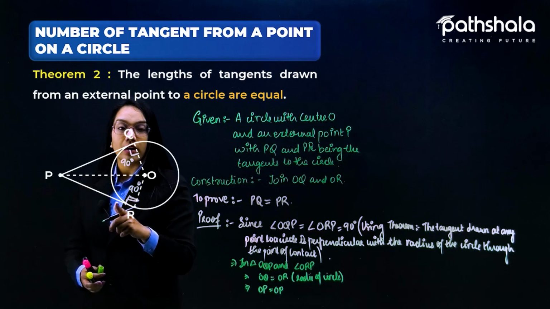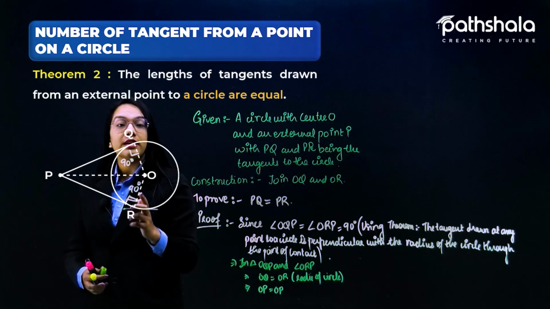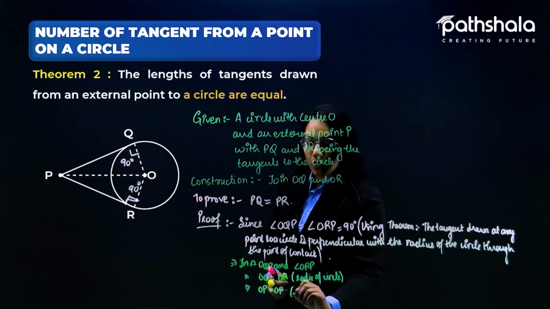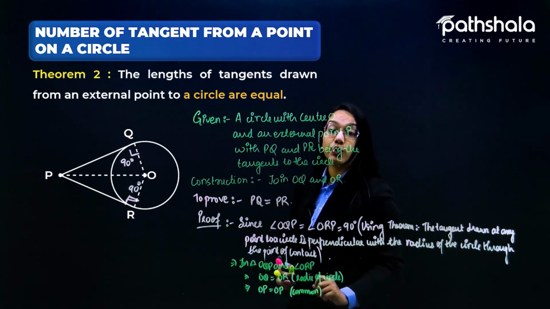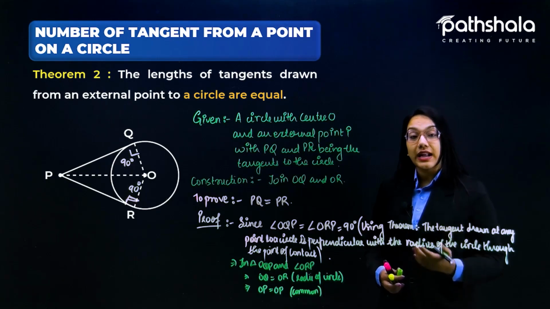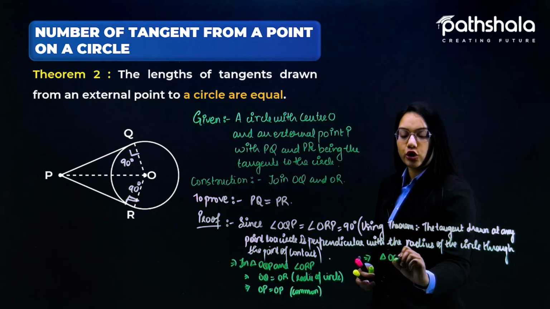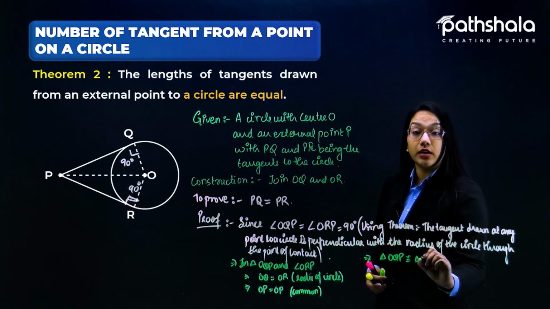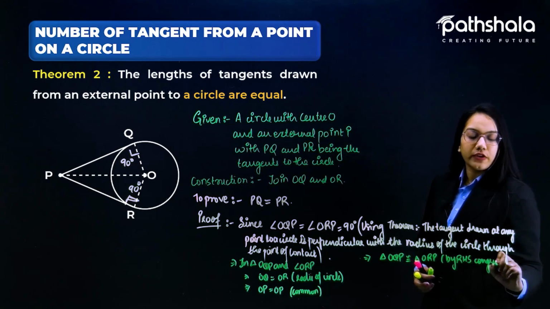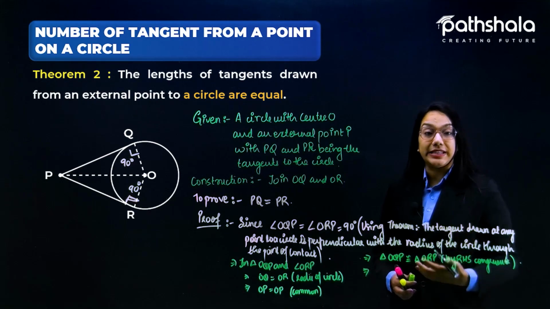So, in these right angle triangles, OQ is equal to OR, and the OP side is common. So what can we say about these two triangles? They are congruent to each other by the RHS congruency criteria. So the triangle OQP is congruent to triangle ORP by RHS congruency criteria.